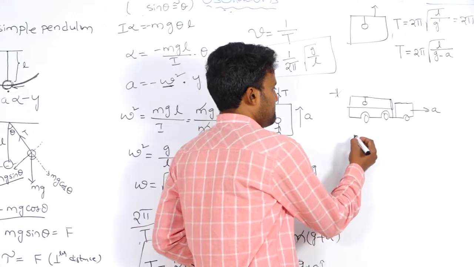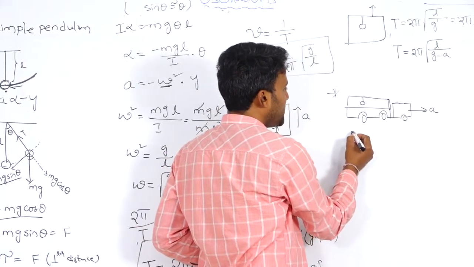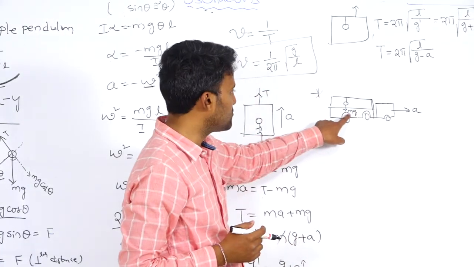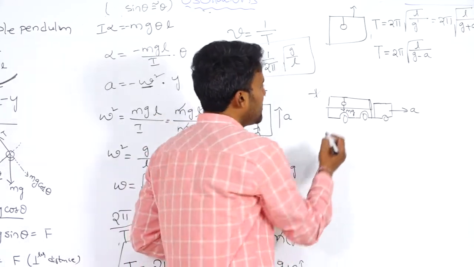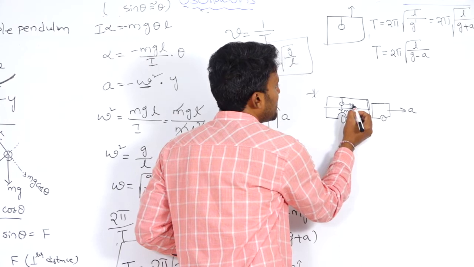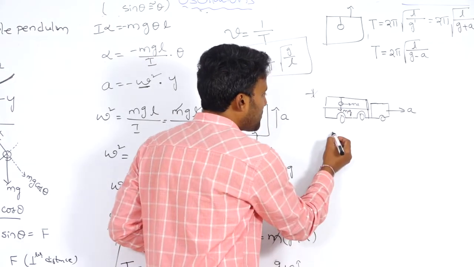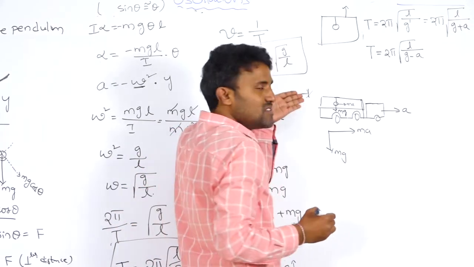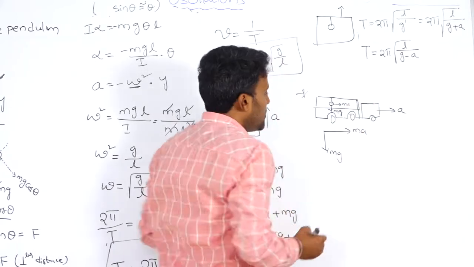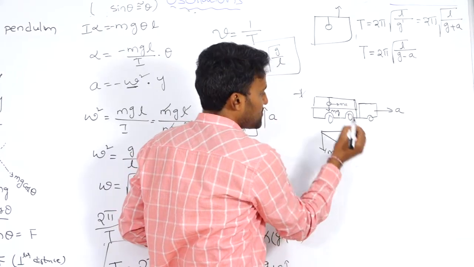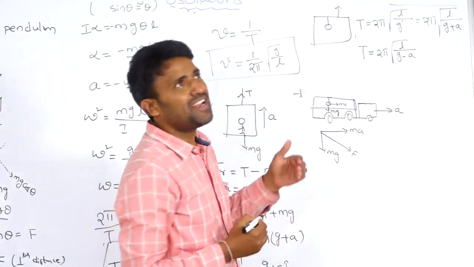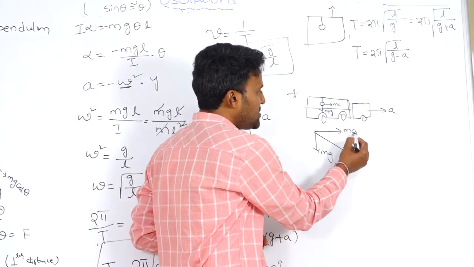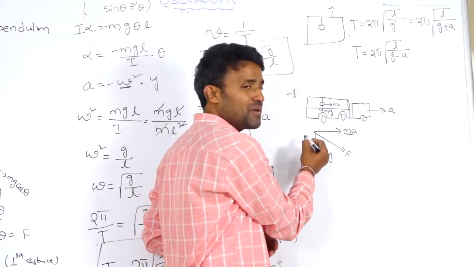When the truck is going forward, the weight of the simple pendulum is acting in the downward direction, and a force, that is ma, is acting along this direction because it is accelerating along this direction. Now these two are perpendicular to each other. Now the resultant force, that is F, we have to find using the parallelogram law. This is one force and this is another force, and these two are perpendicular to each other.